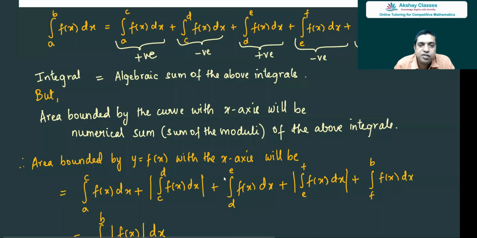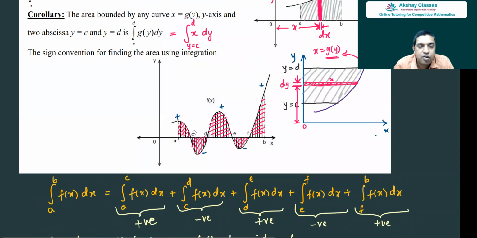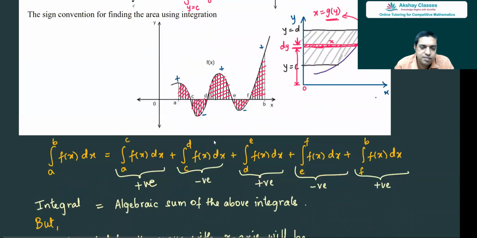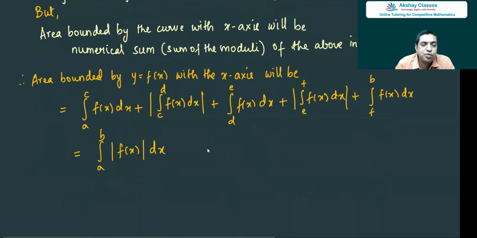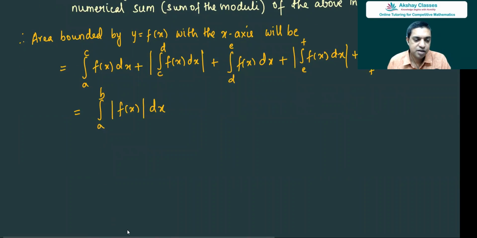I take the modulus of the function. That means all negatives will turn positive, and after that I integrate. So directly it gets added. So the area bounded is the modulus of f of x integrated between a to b. So this is about area bounded.